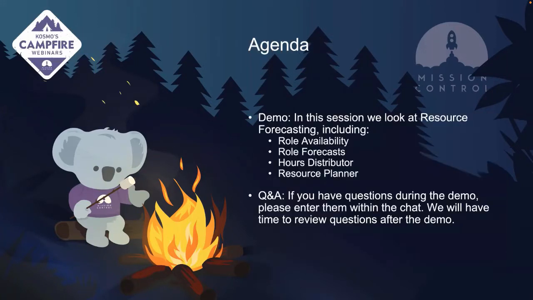So really, what we're going to look at is there's a number of parts to that resource forecasting. First of all, we're going to take a look at the role availability. So looking at how you can specify how many hours per week, or adjusting someone's billable target and so on. Then we'll take a look at role forecasts, which can be put in at either the opportunity or the project level.